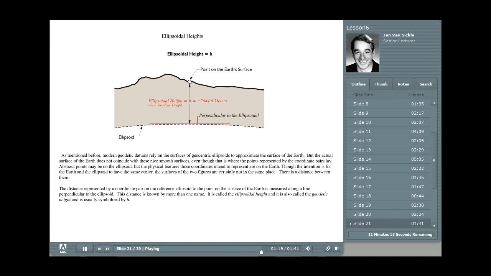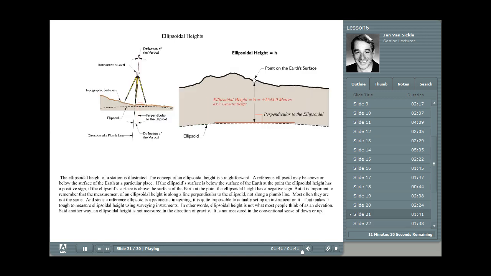The distance represented by a coordinate pair on a reference ellipsoid to a point on the Earth's surface is measured along a line perpendicular to the ellipsoid. Remember that from last lesson. This is a different direction than the direction of gravity. This distance is known by more than one name, but ellipsoidal height is generally what I will use, and it is symbolized typically by small h.